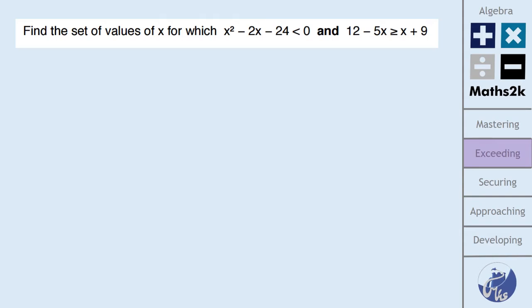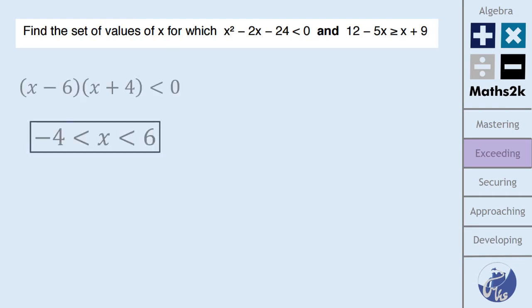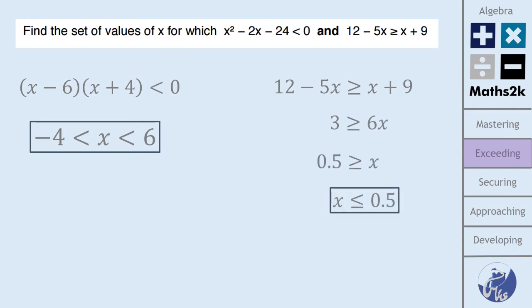This question asks us to find the set of values for x for which both of these inequalities are true. And so what we'd do is we'd solve each inequality individually and then combine those results at the end. So the quadratic inequality will give us that x has to be less than 6 and greater than negative 4. It has to be between those two. And on the right hand side, if we go through solving that inequality just like we would an equation, we'll eventually get that x has to be less than or equal to 0.5.